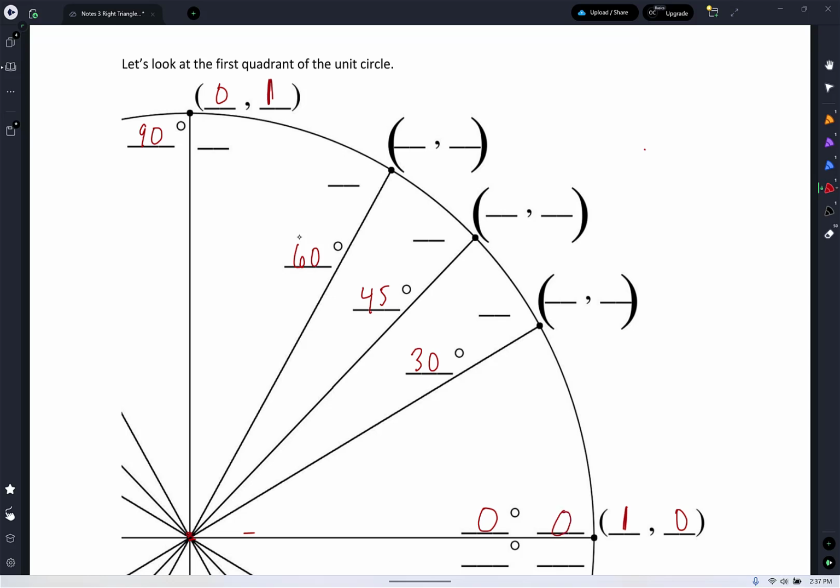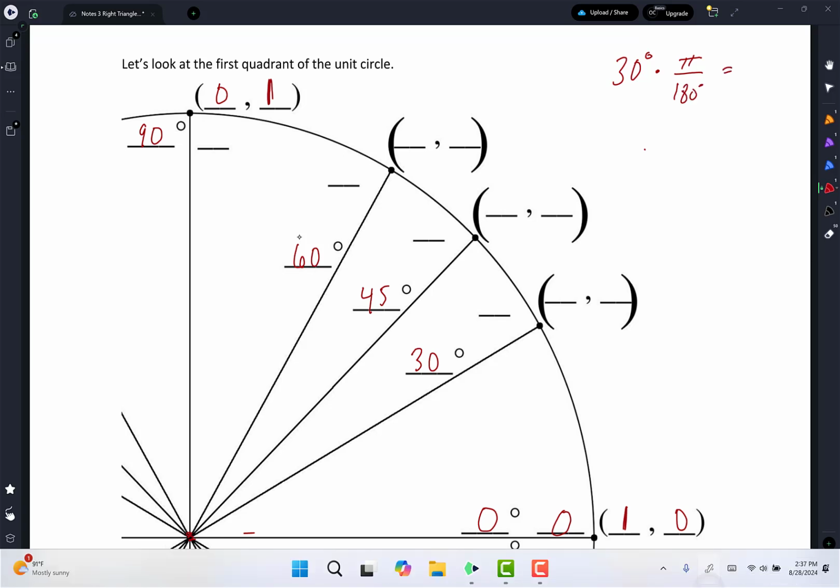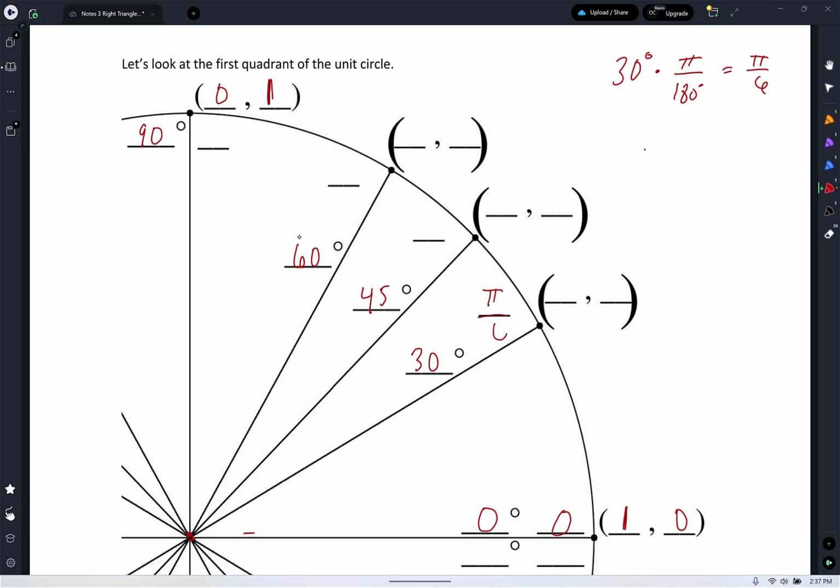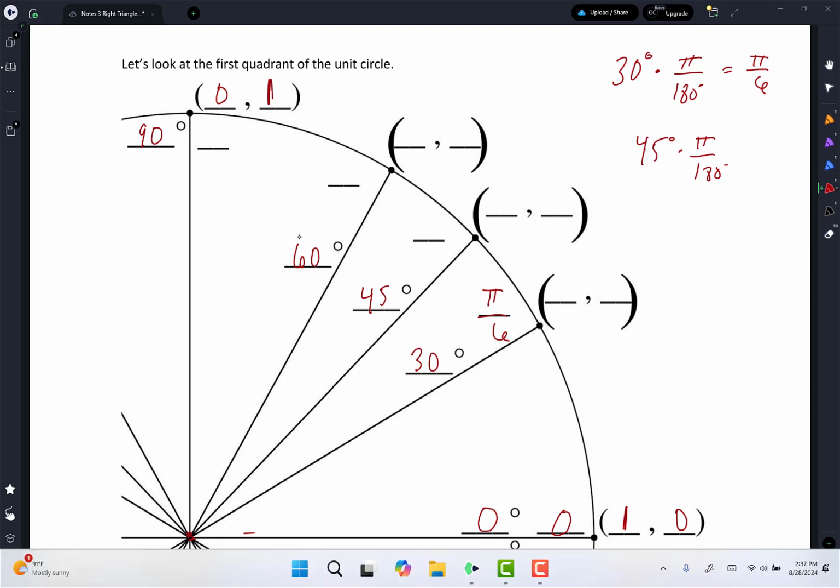This is 0. And do you guys remember how many radians is 30 degrees? How do I convert degrees to radians? Yep, 30 times pi over 180. So 3 goes into 18 6 times, so that's pi over 6. So this one here is pi over 6. Using that same logic, 45 degrees times pi over 180. 45 and 45 is 90, so that means 45 goes into 180 4 times. So this is pi over 4.